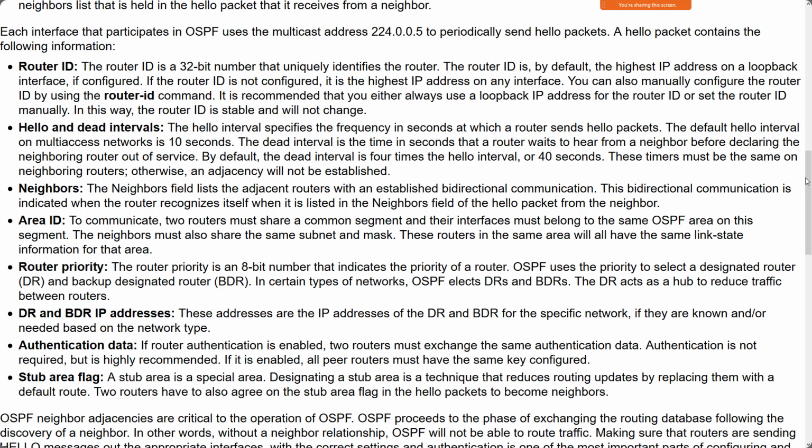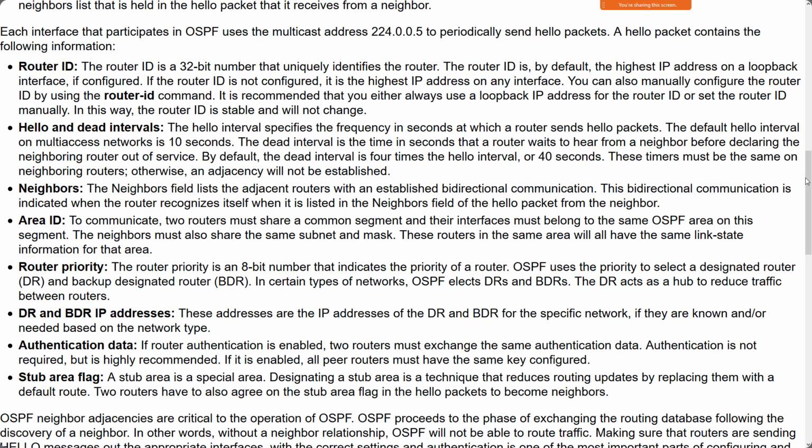The area ID is how we communicate in order for us to become neighbors. In order for us to form either a two-way or a full adjacency, our area IDs have to match. Now, your interface has to be in area 0 if my interface is in area 0. Now the router priority, I guess we can talk about this.